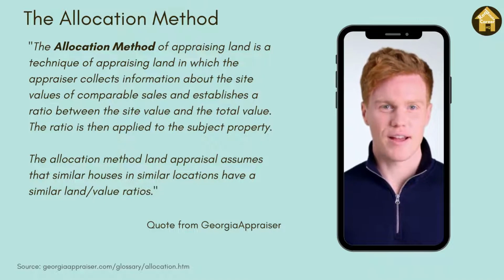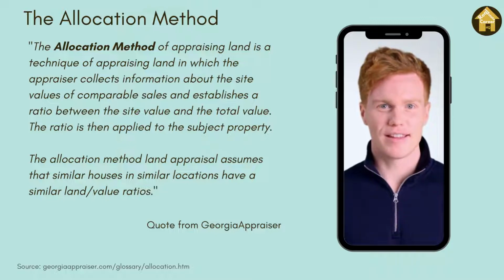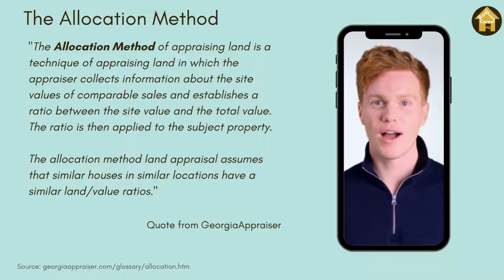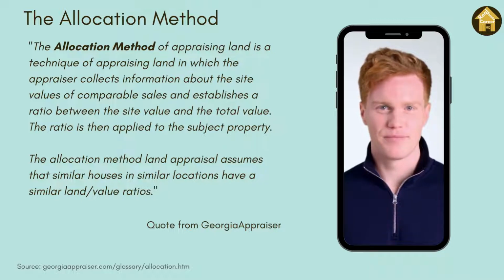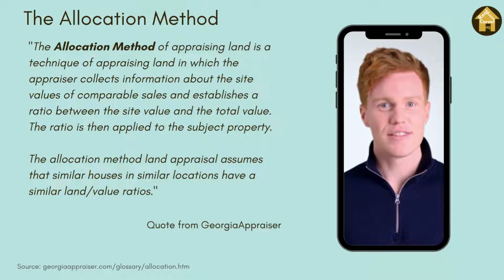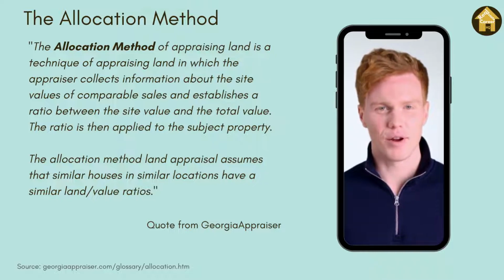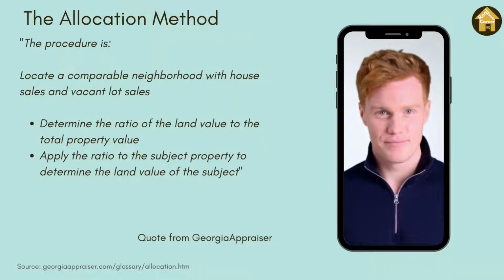The allocation method of appraising land is a technique of appraising land in which the appraiser collects information about the site values of comparable sales and establishes a ratio between the site value and the total value. The ratio is then applied to the subject property. The allocation method land appraisal assumes that similar houses in similar locations have similar land to value ratios.